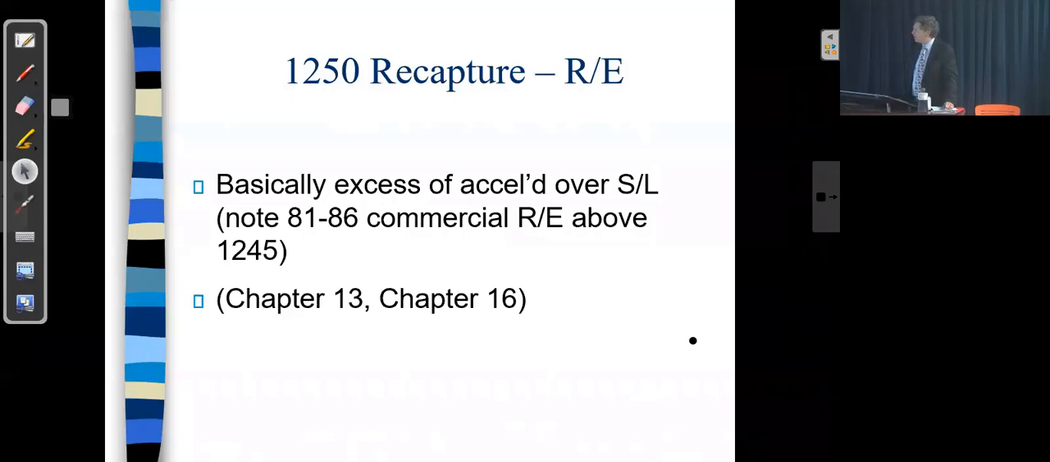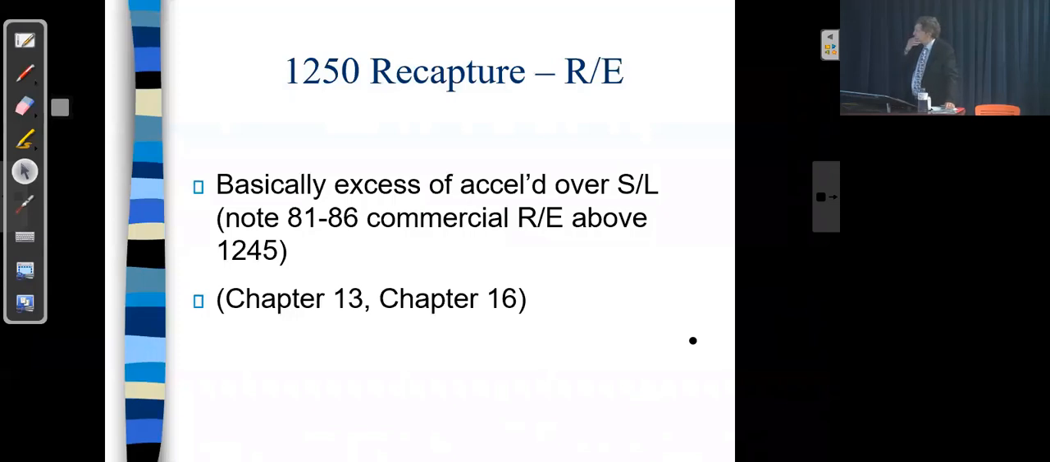Now, if you remember back from chapter 8, the depreciation since the '86 Tax Reform Act, effective '87, that's why we have 81 to 86 up there. Effective '87, Reagan's big Tax Reform Act of '86, the depreciation on real estate became straight line. There was no faster than straight line. There was no excess over straight line. So all these buildings placed in service '87 forward, basically they do not have recapture under 1250, okay? Because they don't have any depreciation faster than straight line.